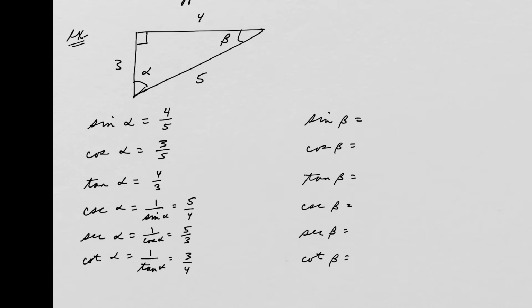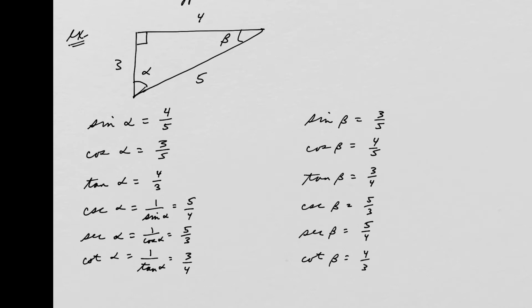Okay, and then now I want to do beta. So relative to the angle beta, the 3 is opposite, the 5 is the hypotenuse. So the sine of beta is going to be 3/5, right? Opposite over hypotenuse. Cosine will be adjacent, so that's 4/5. Tangent is opposite over adjacent, so 3/4. Cosecant is the same as 1 over sine, so it flips, so that'll be 5/3. Secant is 1 over cosine, so that'll be 5/4. And then cotangent is 1 over tangent, so that would be 4/3.